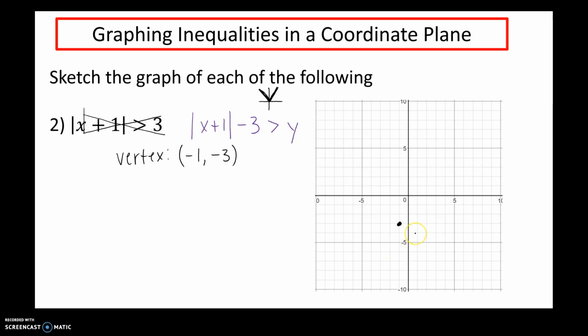Absolute value is greater than y, so I'm going to have a dashed boundary line, and the slope for graphing's sake is a positive 1. So that gives me my points. It's going to be positive 1 to the right of my vertex, and my slope would be negative 1 to the left of the vertex. Okay, so here's my graph.